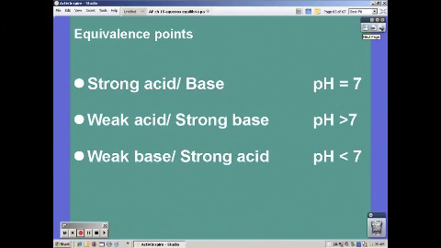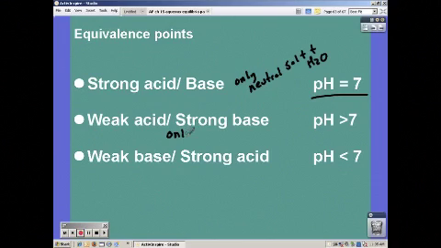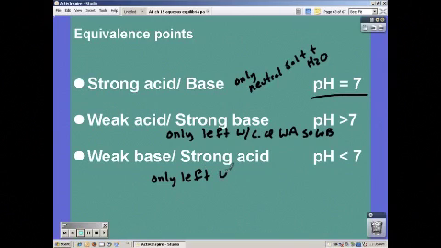Important things to note: the equivalence point of a strong acid, strong base titration is 7, because you only have a neutral salt remaining and water. When you have a weak acid and you're titrating it with a strong base, then the pH is always greater than 7, because you're left with the conjugate of a weak acid, which is a weak base. And a weak base titrated with a strong acid's pH is always less than 7, because we're left with the conjugate of a weak base, which is a weak acid.